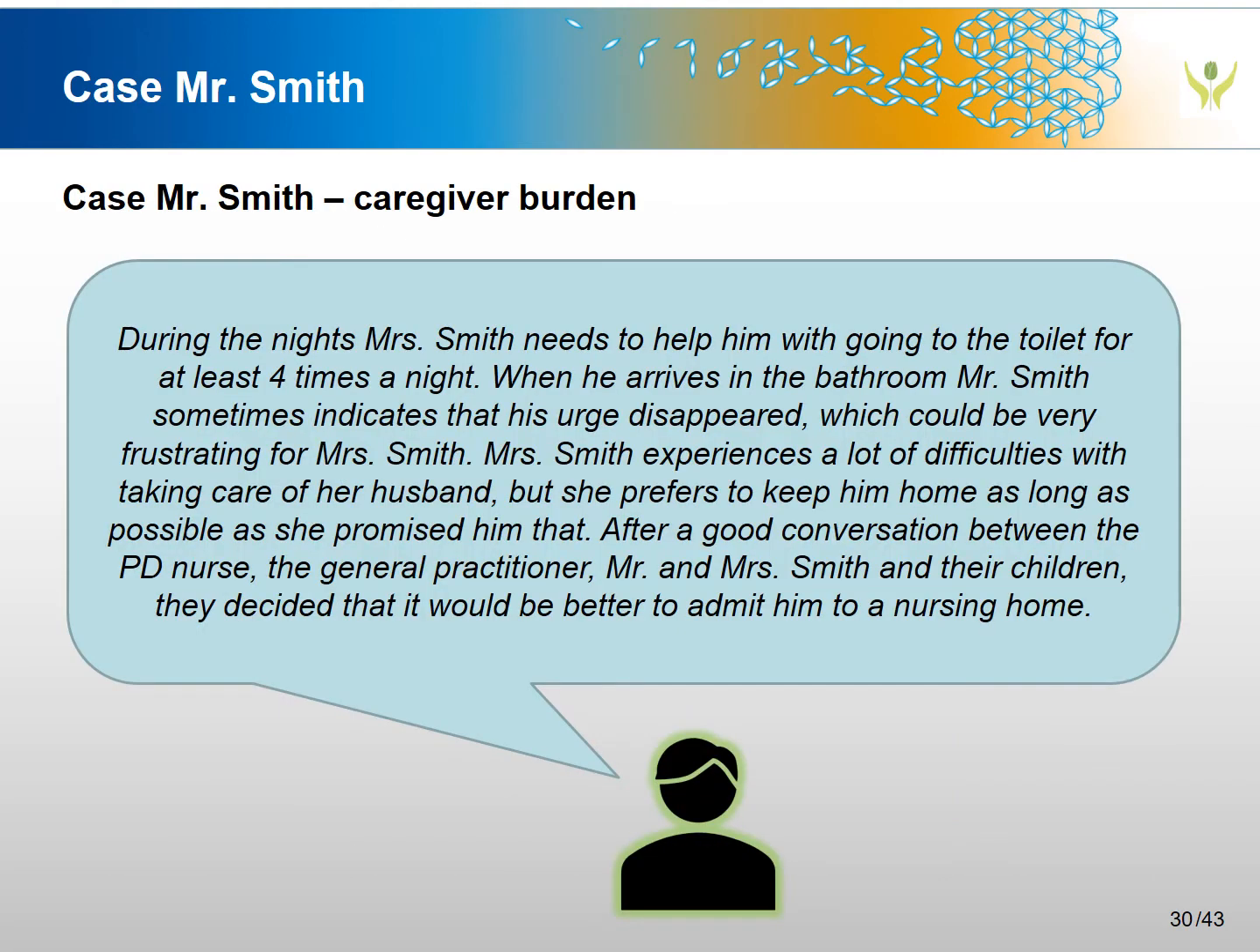We continue with the burden of Mr. Smith's caregiver, his wife. During the nights, Mrs. Smith needs to help her husband going to the toilet for at least 4 times a night. As soon as he arrives in the bathroom, Mr. Smith sometimes feels that his urge has disappeared. This has been frustrating for Mrs. Smith. Mrs. Smith experiences many difficulties in taking care of her husband, but she prefers to keep him home as long as possible, as she promised him that. After a good conversation between the Parkinson's disease nurse, the general practitioner, and their children, they decided that it would be better for Mr. Smith to move into a nursing home.